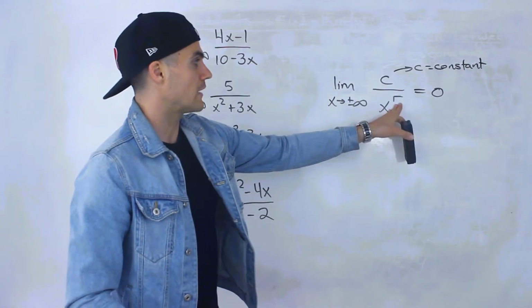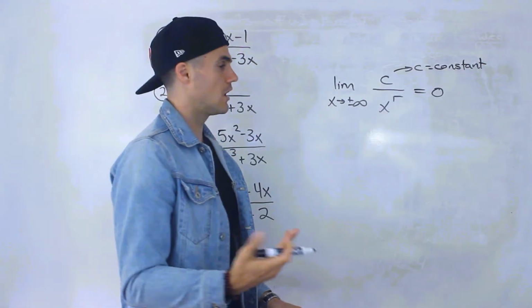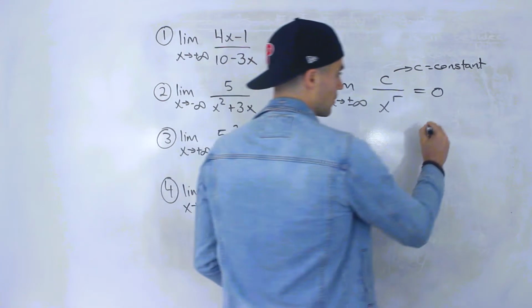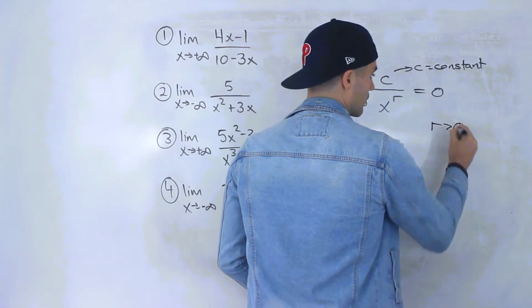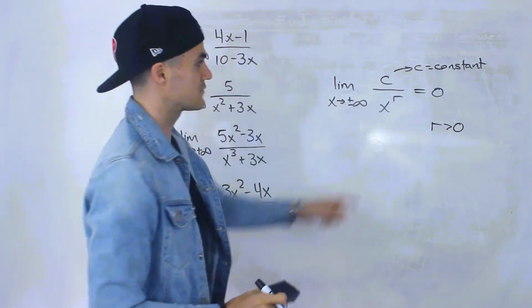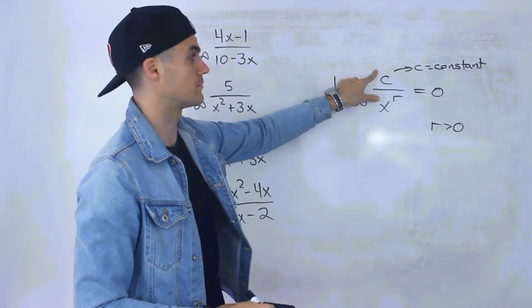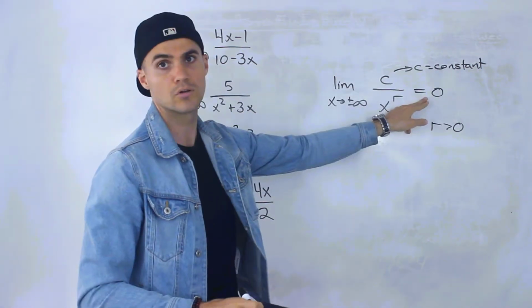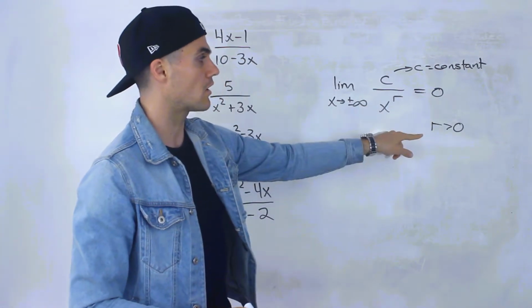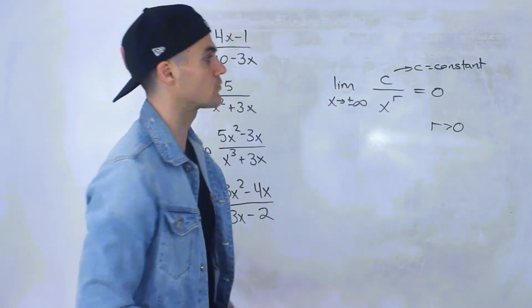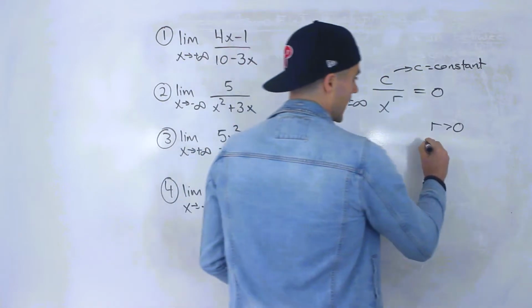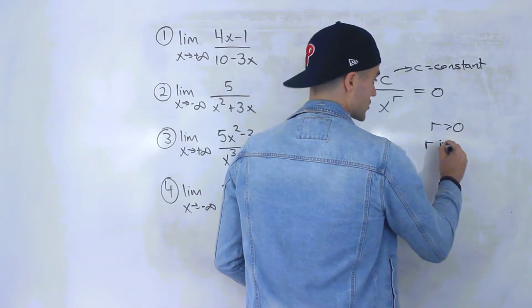And then this r value here, there's a couple of conditions on the r value. So the r value has to be greater than 0, because if the r value is negative, then we would be bringing it up to the numerator. And then this limit would not equal 0 anymore. So r has to be positive, has to be greater than 0. R is a rational number.